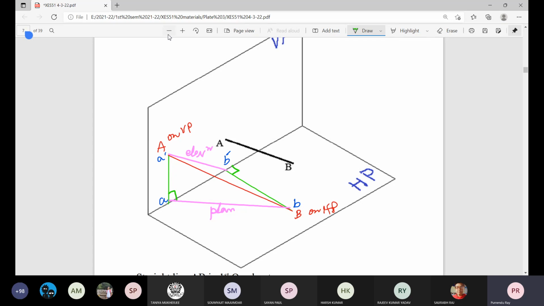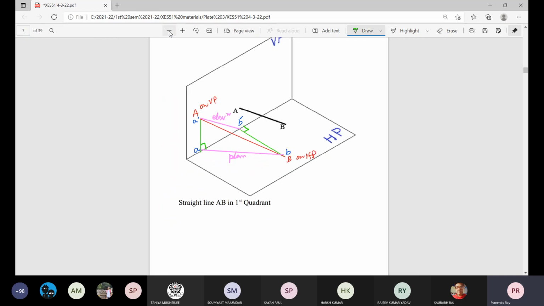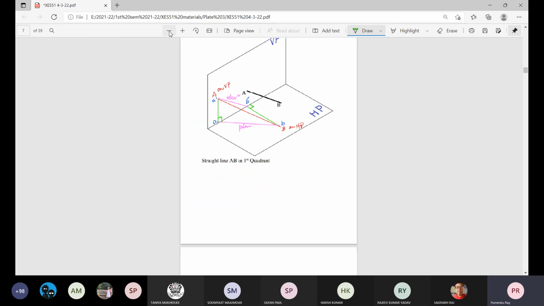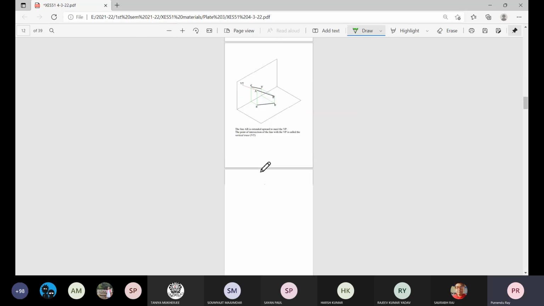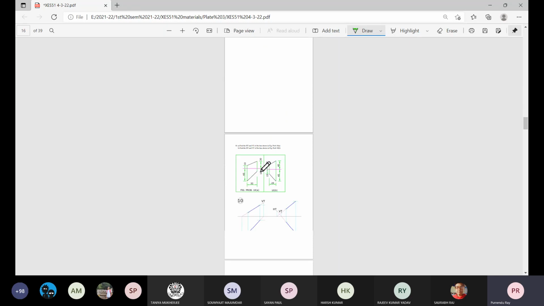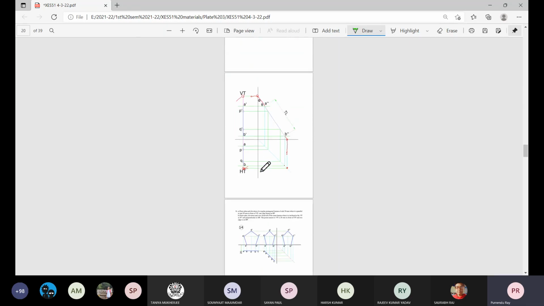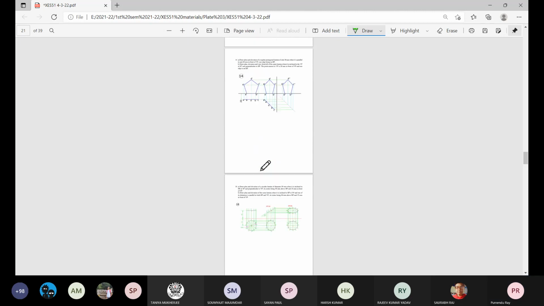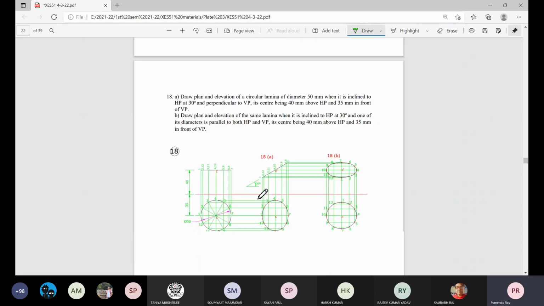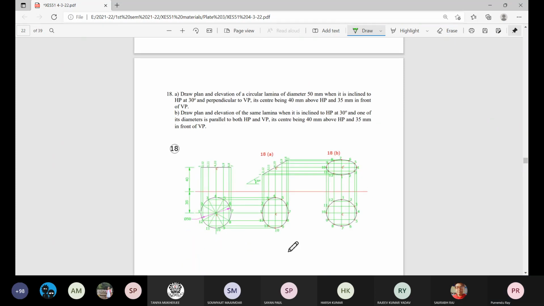Okay, now after this straight line, we are talking about different polygons, pentagon, hexagon, etc. And there was one curved boundary problem here. We have discussed it in your previous class.